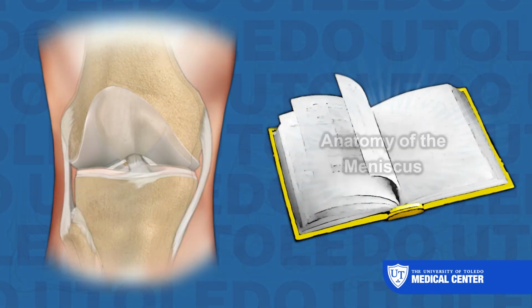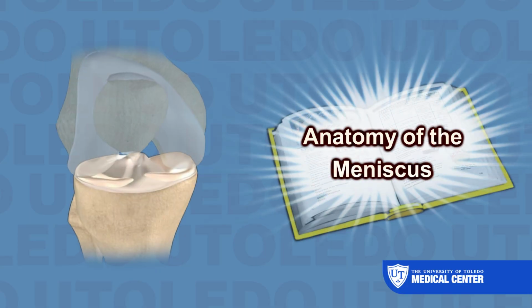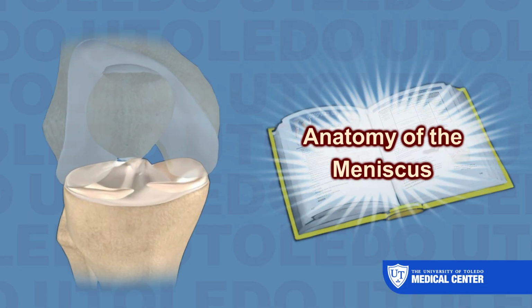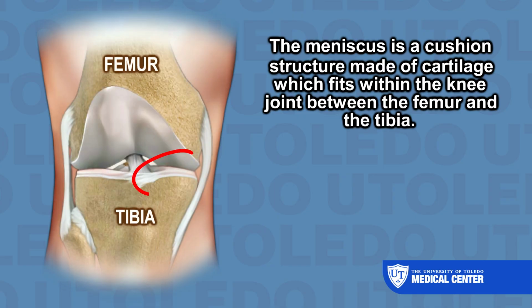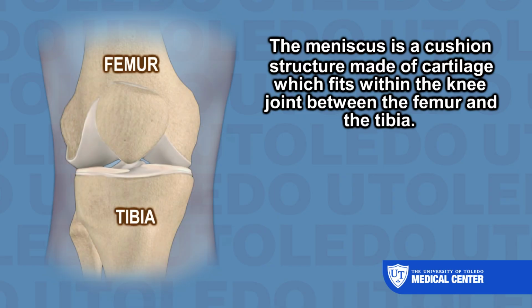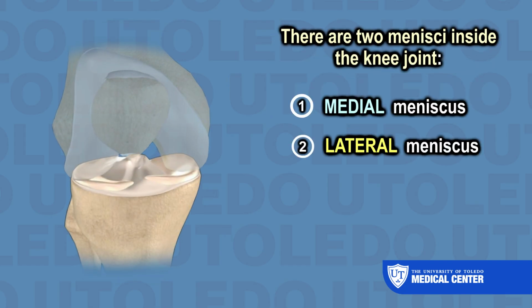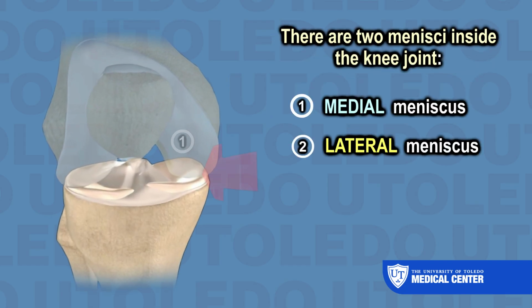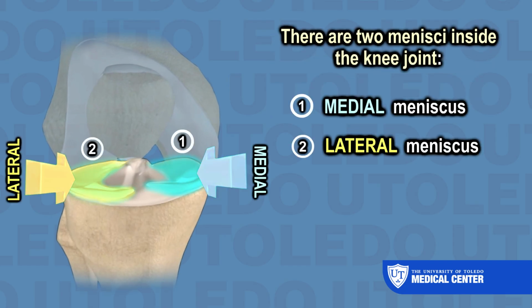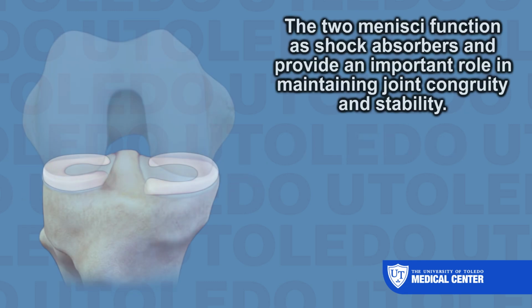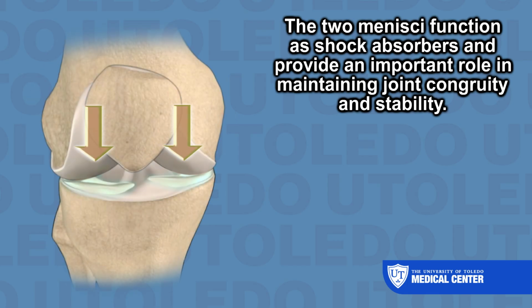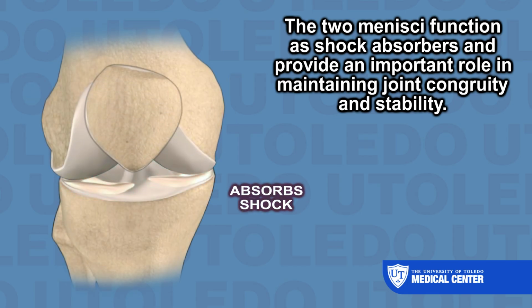In this video, we will discuss the important anatomy associated with the two menisci of the knee. The meniscus is a cushioned structure made of cartilage which fits within the knee joint between the femur and the tibia. There are two menisci inside the knee joint, the medial meniscus and the lateral meniscus. The two menisci function as shock absorbers and provide an important role in maintaining joint congruity and stability.